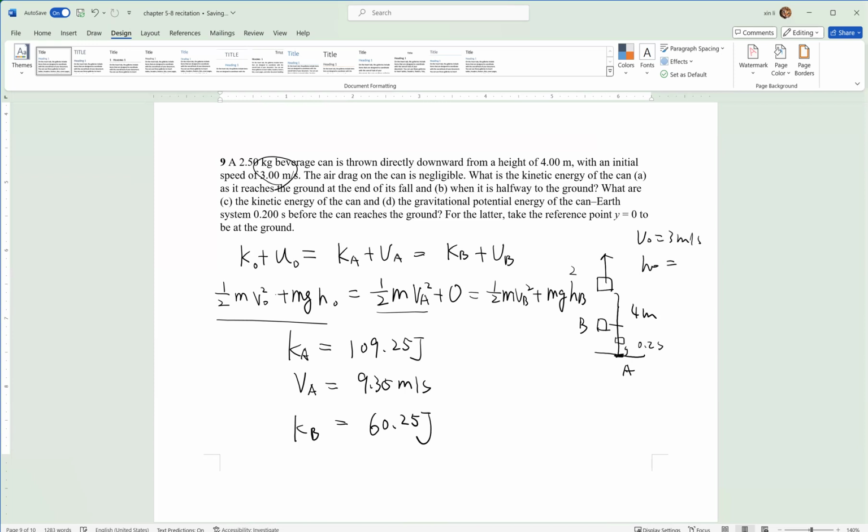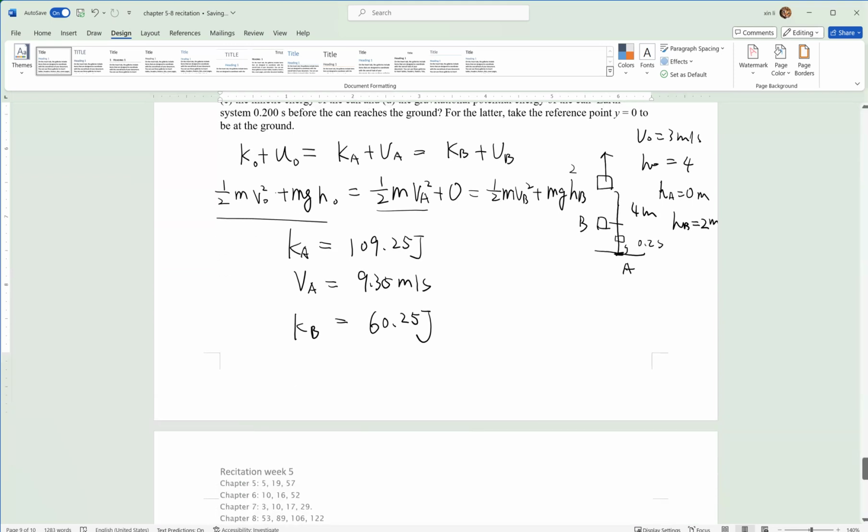V initial, let me write it here, is 3 meters per second. H initial is 4, hA is 0, hB is 2. After that, you can put everything in and do your calculation. This is a very simple calculation.